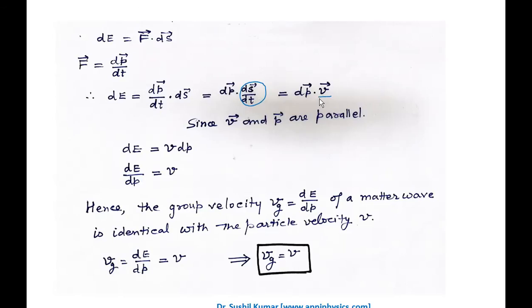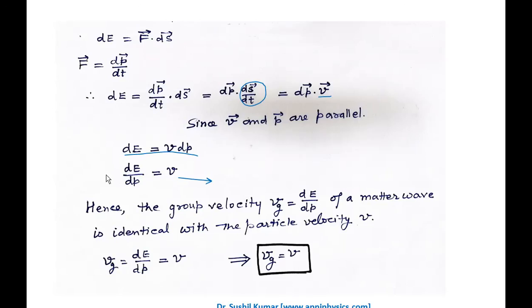And here in this result, dE is equal to dP dot v, a scalar product between these two vectors. The directions of velocity and momentum are both parallel, so they can be written in terms of scalars. So here dE is equal to v dp. So again dE upon dp is equal to v. V is the velocity of the particle, right?